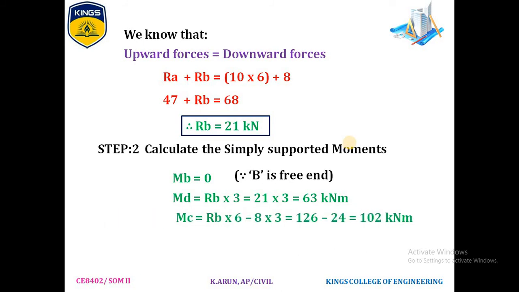And I'm going to calculate the moment at C. The distance between C and B is 6 meters, and a point load is acting at a distance of 3 meters from C. So RB into 6 minus 81 into 3, which gives a value of 102 kilonewton meter. And then the moment at A is 0, since, as I said earlier, A is a free end. The next step is the most critical part of the problem.